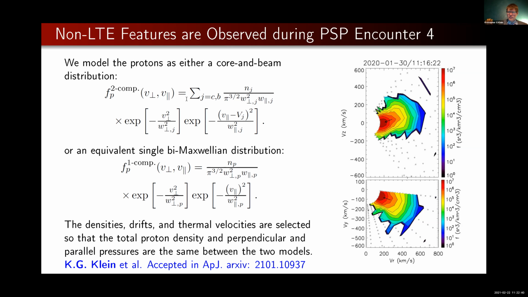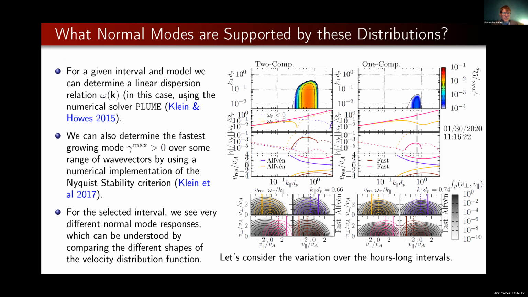This is a result that's been recently accepted in ApJ, and it's available on arXiv if you want more of the details, or I can send you a copy of the manuscript if you're interested. So what do we see when we apply this tool? Well, we see that for the two-component model, when we separately consider the beam and core, we get very robust instabilities for this first interval.